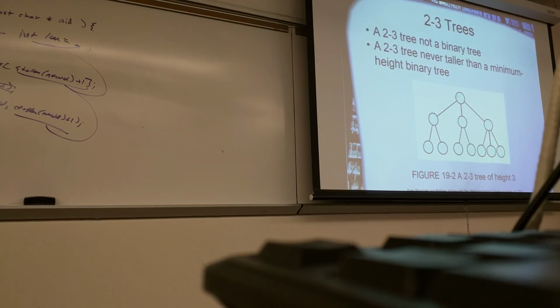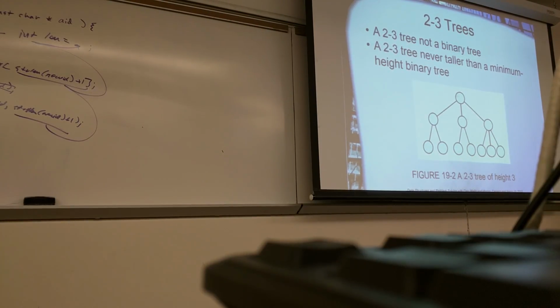Okay, so that's the definition. Just keep that in mind as we're going along. You'll see how this 2-3 tree is going to maintain its balance. So, again, a 2-3 tree either has three children or two children. Also, the nodes contain multiple values.